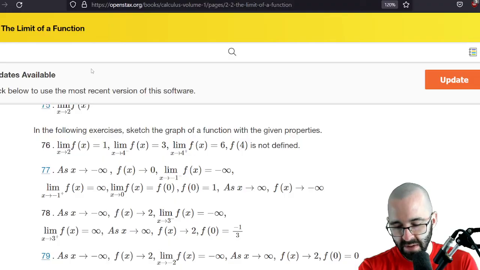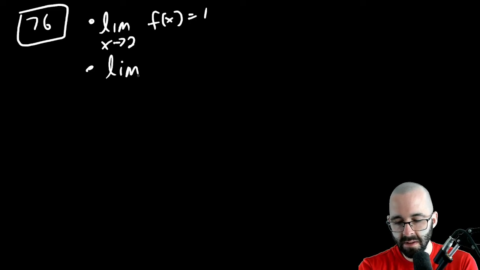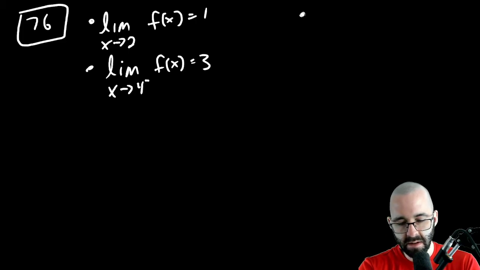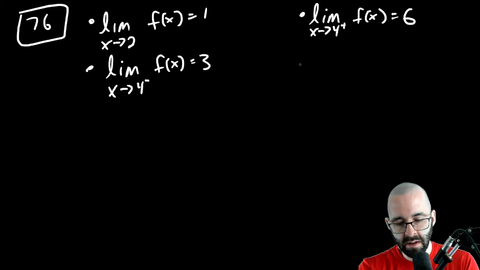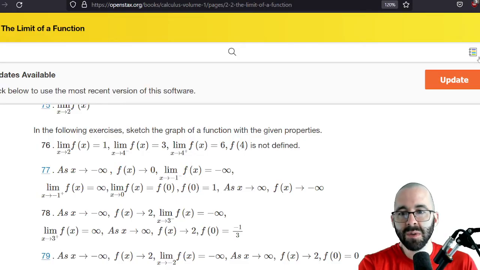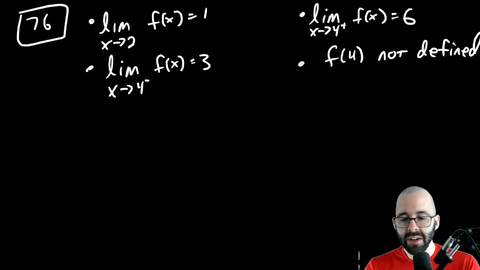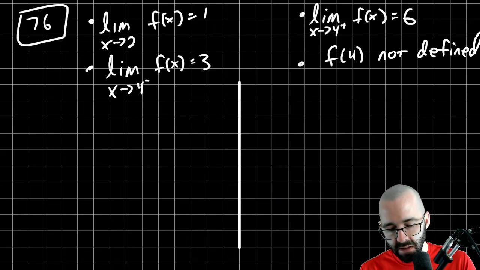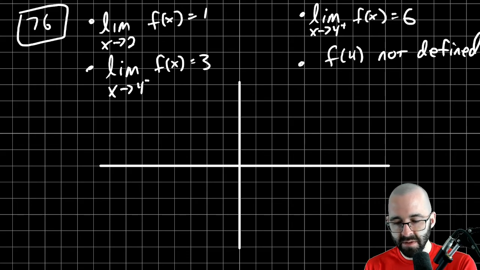We need this property. As x approaches 4 from the left, it's 3. And as x approaches 4 from the right, it's 6. And finally, it tells us that f of 4 is not defined. So again, it just wants us to sketch a graph. There are infinitely many options for things that you could use to answer this question. It just wants you to show that you understand how to do these things.